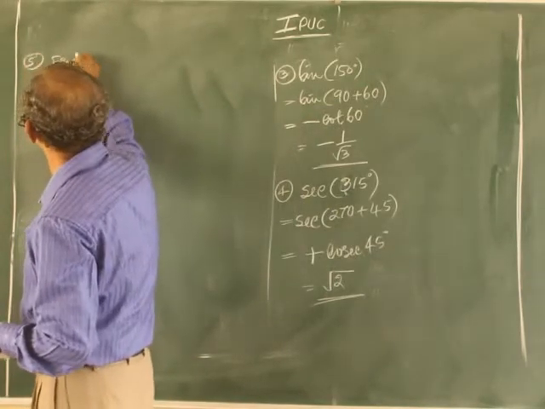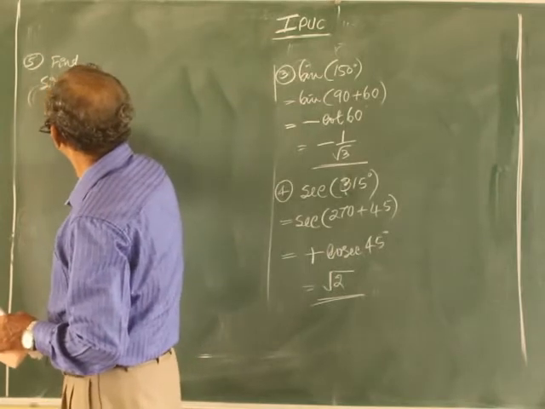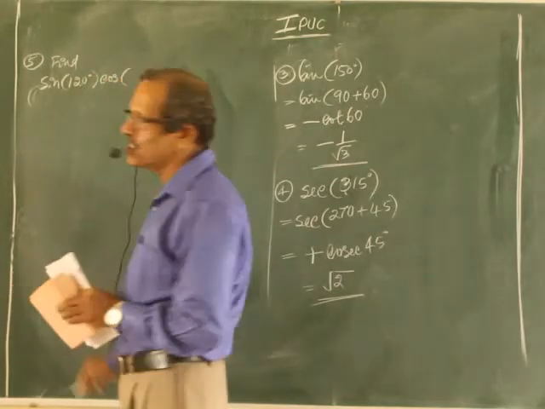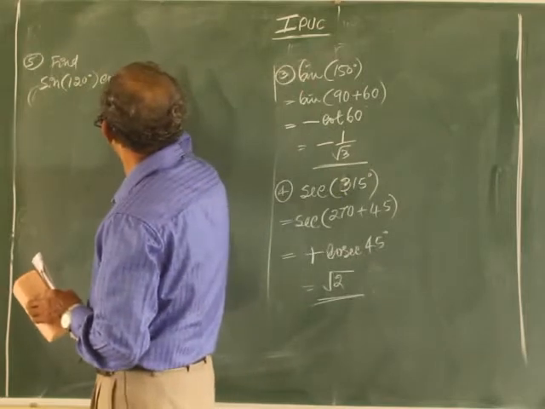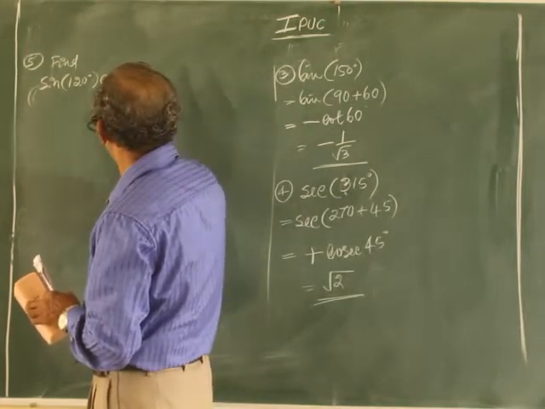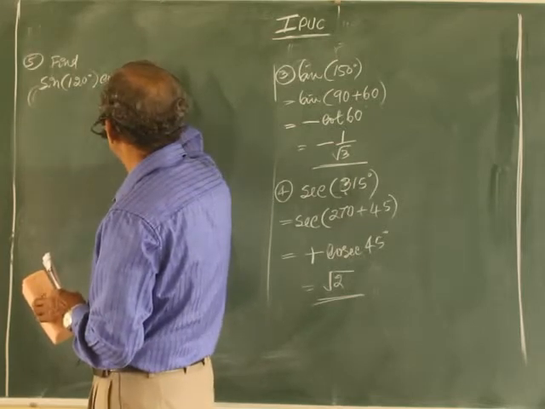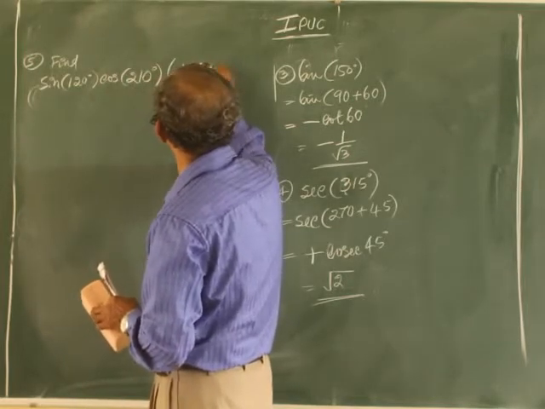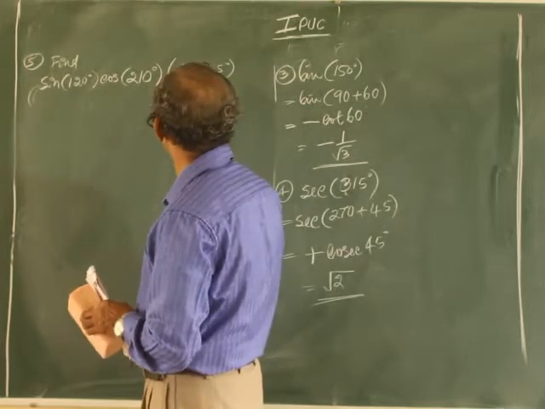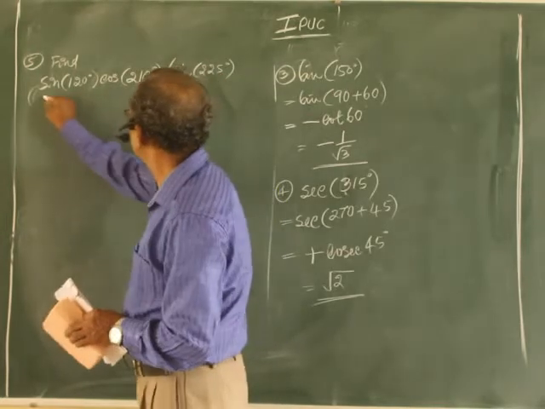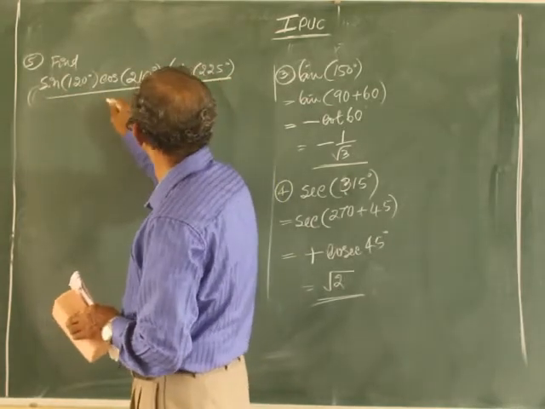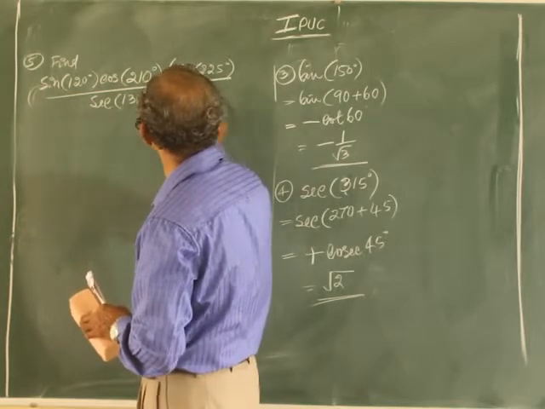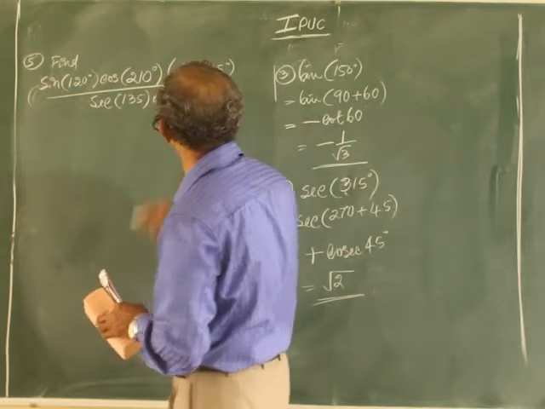Find sin 120, cos 210, tan 225, let me include one more, divided by secant 135, cosecant 315. Yes.